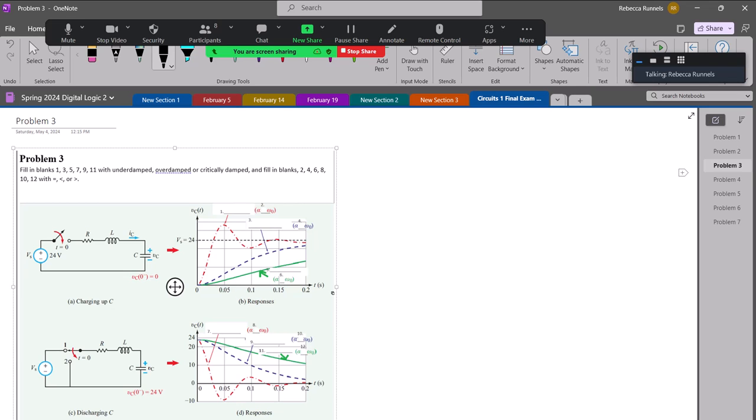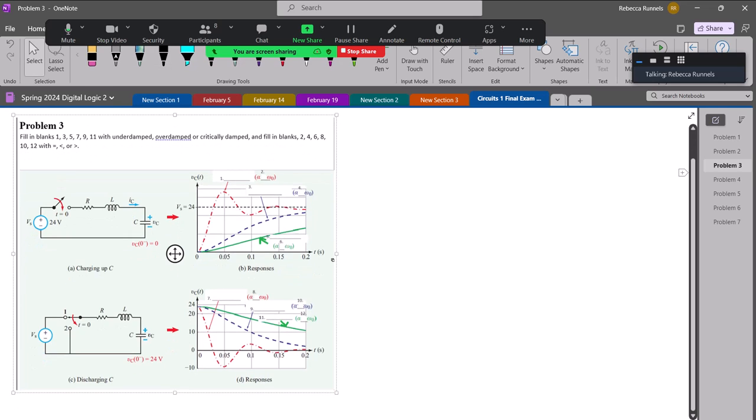All right, so the problem on overdamped, underdamped, and critically damped, you should be able to recognize these kinds of responses. And so here I have two graphs, one showing a capacitor charging and one showing a capacitor discharging. And of the responses, one of them is overdamped, one's underdamped, and one's critically damped. And critically damped means that it reaches steady state the fastest.